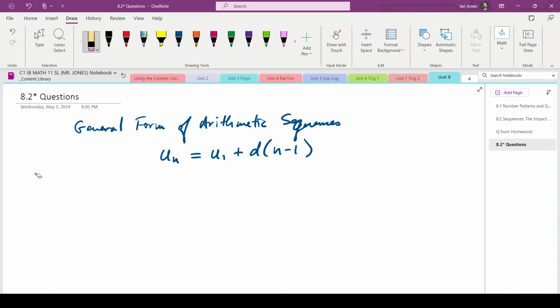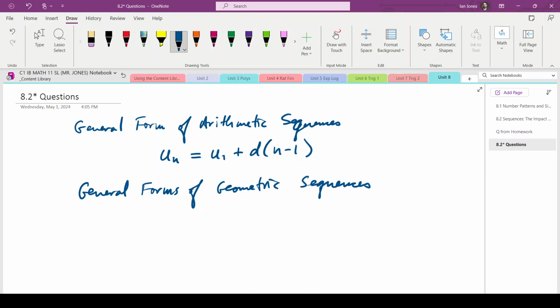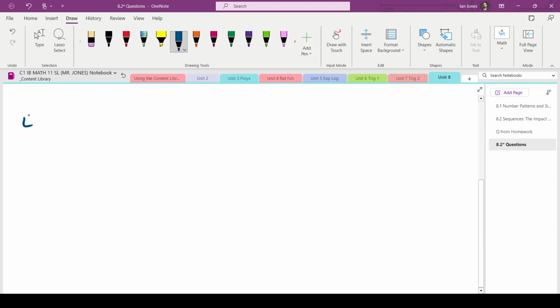And the general form of geometric sequences is the nth term equals the first term times the common ratio to the exponent n minus 1. Okay, and more details of those can be found in the previous videos, but let's just have them there. Okay, here's my first example.